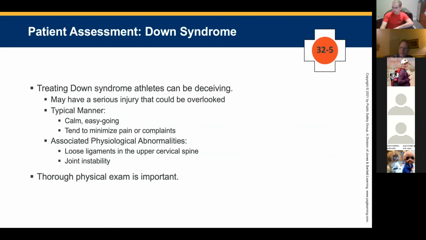So treating Down syndrome patients can be deceiving. They may have a serious injury that can be overlooked. Typically, Down syndrome patients are calm and easygoing and tend to minimize pain or complaints. And there may be associated psychological abnormalities. There may be associated physiological abnormalities. Loose ligaments in the upper cervical spine or joint instability. So a thorough exam is very, very important.